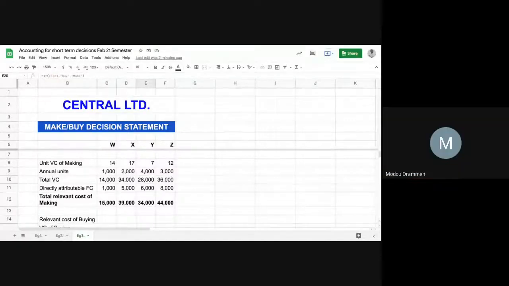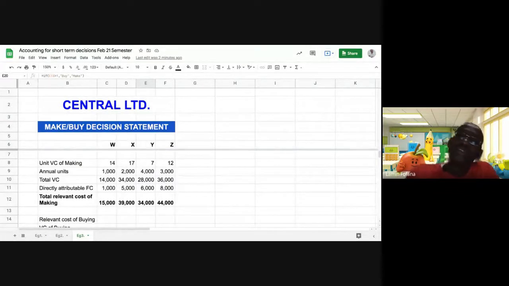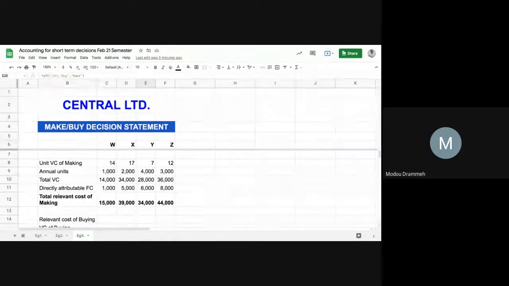Like they gave us in units already. Yes. So can we also change the relevant cost of making in units? Yes, you can do it. You can do the reverse. Yes, you can do it. Okay, no problem. Okay, yes, you can, fine.